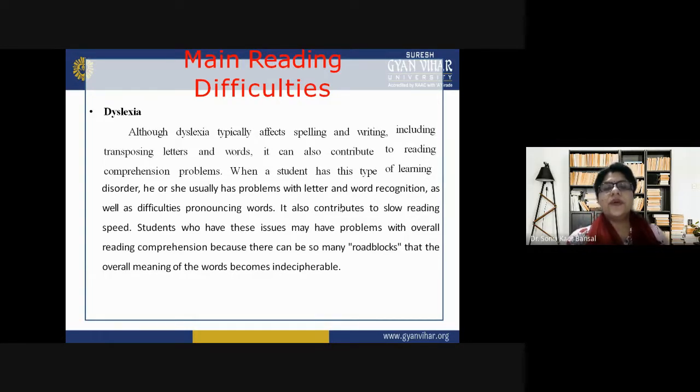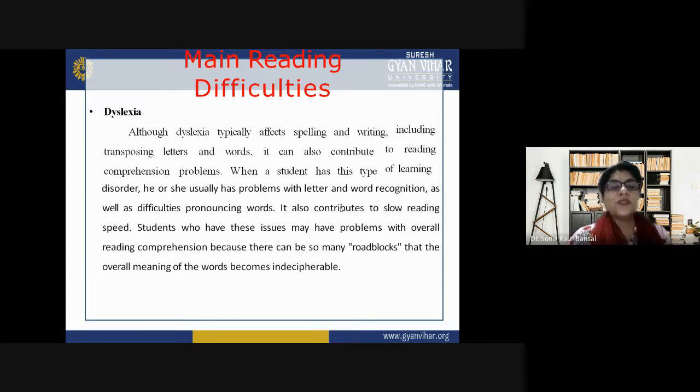Now, students, we are going to see the main reading difficulties that students deal with generally. So, what are the main reading difficulties? Let's understand one by one. So, dyslexia, first of all. People know about it, but let me clarify that although dyslexia typically affects spelling and writing, the child is not able to spell the word correctly, neither in spoken form nor in written form.